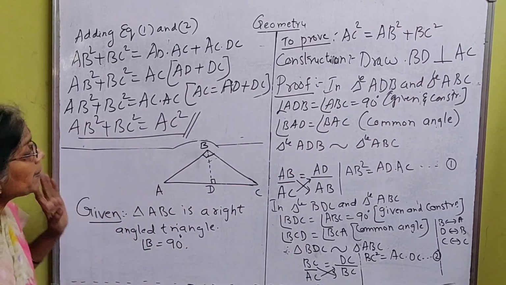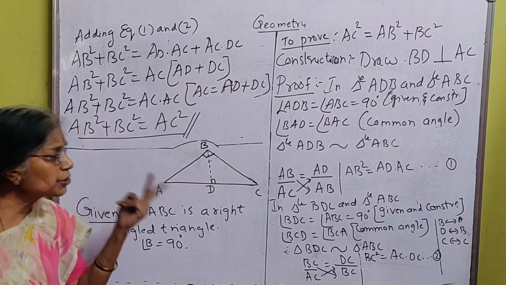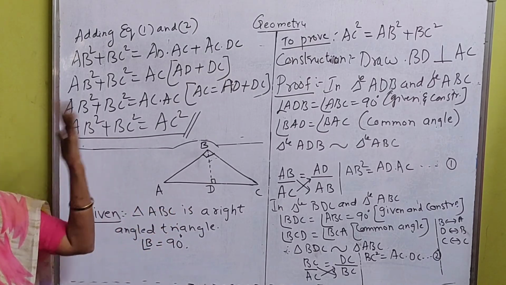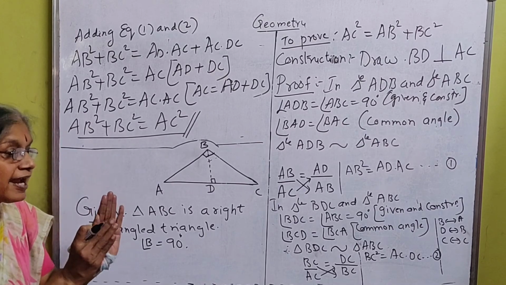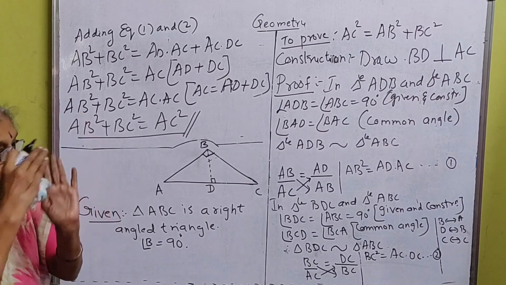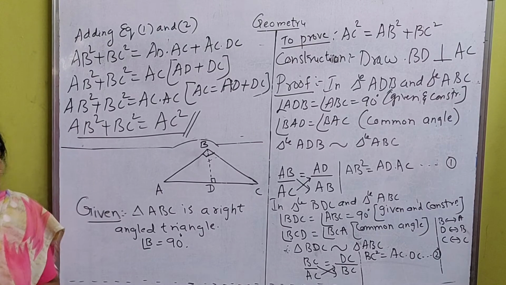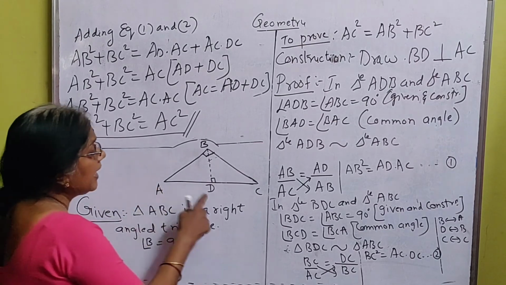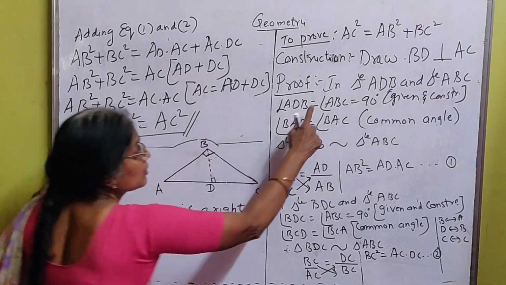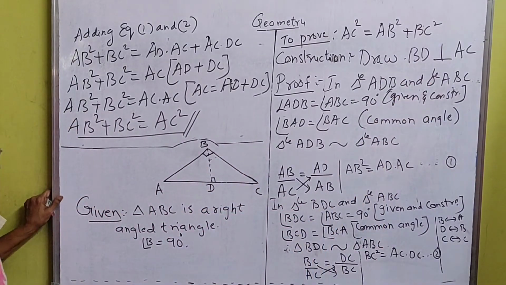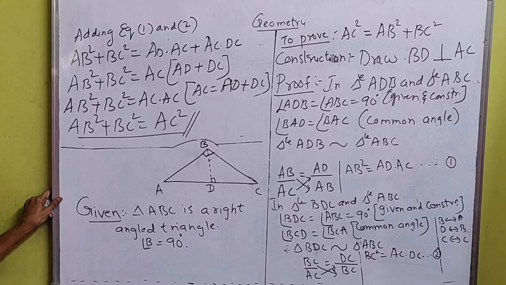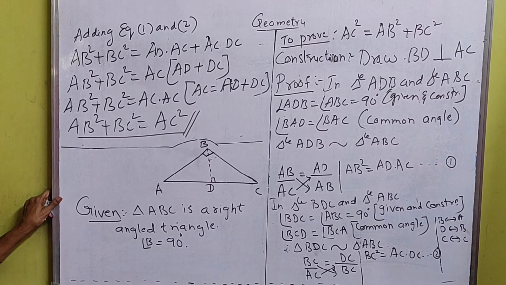By drawing BD perpendicular to AC, we got two smaller triangles and one bigger triangle. So we are going to compare one part of the smaller triangle with the bigger triangle and another part of the smaller triangle with the bigger triangle. So we are going to compare ADB with ABC. So in triangle ADB and triangle ABC, we are going to show they are similar. To make them similar, we require a criteria. So what criteria is it?